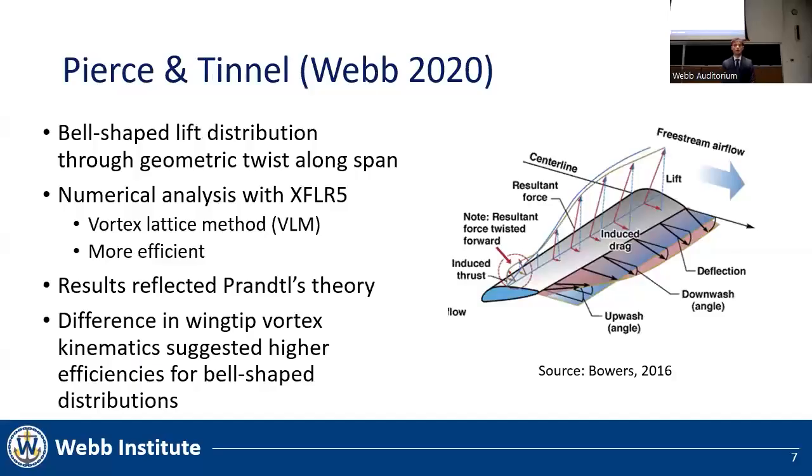In 2020, Pierce and Tennell aimed to take advantage of this very effect by achieving a bell-shaped lift distribution using a rigid twisted foil. They performed their analysis of hydrofoil performance in XFLR5 using the vortex lattice method. This is an inviscid numerical method, which is highly efficient but requires a viscous correction. They found the results of this analysis were consistent with Prandtl's theory, and they also noticed that the twisted foils produced weaker wingtip vortices, which could be another source of efficiency gain.